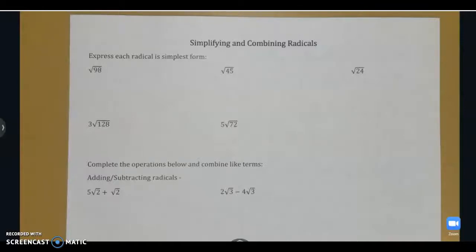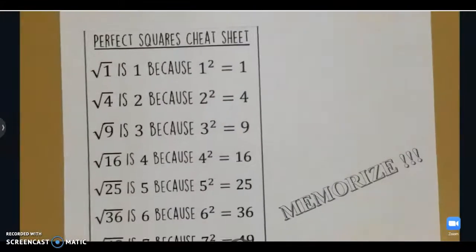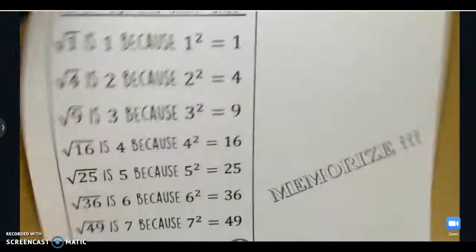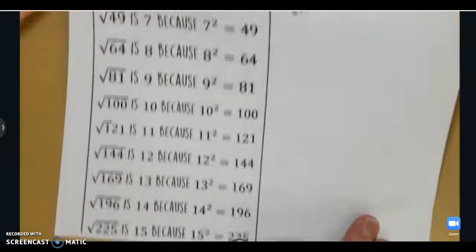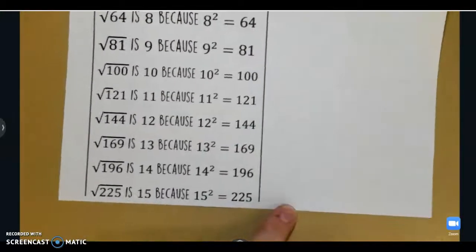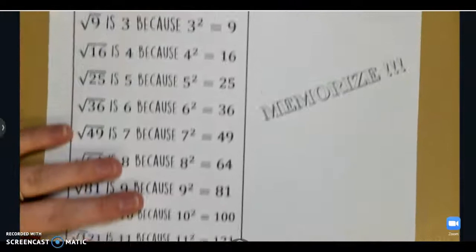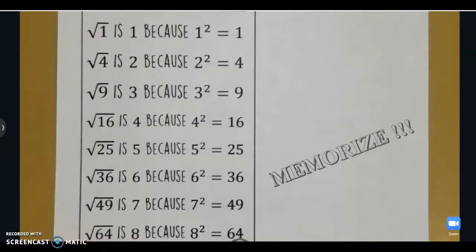These are some quick notes on simplifying and combining radicals, and this might be a topic that you are familiar with, but the first thing that we need to know when it comes to simplifying radicals is what are the perfect squares. So on the back of this page, you've got your perfect squares all the way up through 15 squared. And so these are numbers that you really need to start memorizing throughout the rest of your math career.